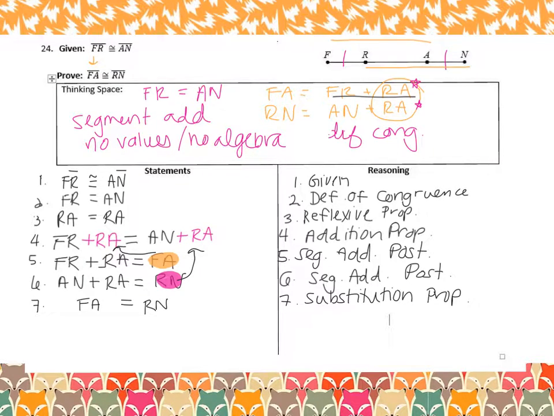And then lastly, oh, we're so close, light at the end of the tunnel. If we can say the lengths of segment FA and the lengths of segment RN are equal, that means the segments are congruent. And this takes us back to how we started this proof, that we can use our definition of congruence. And you are done.